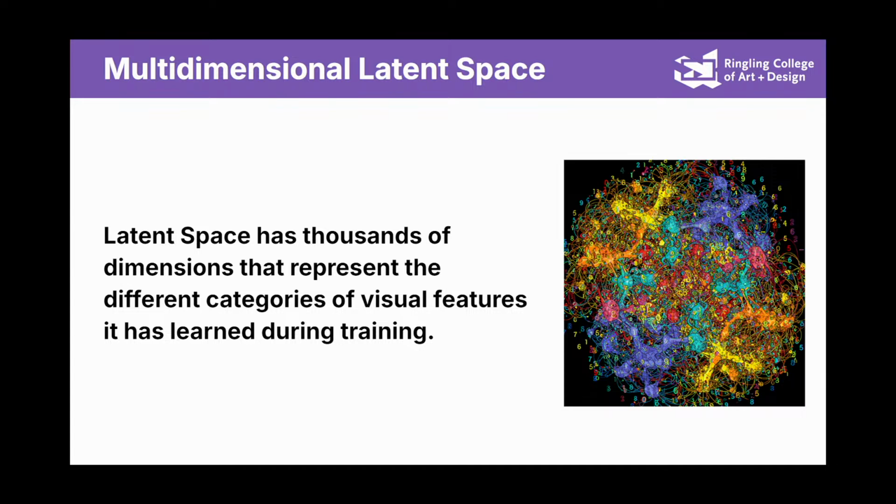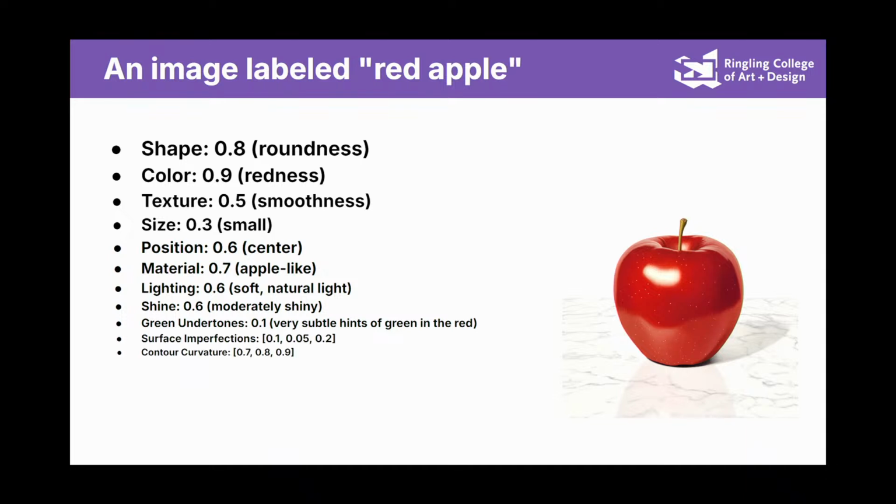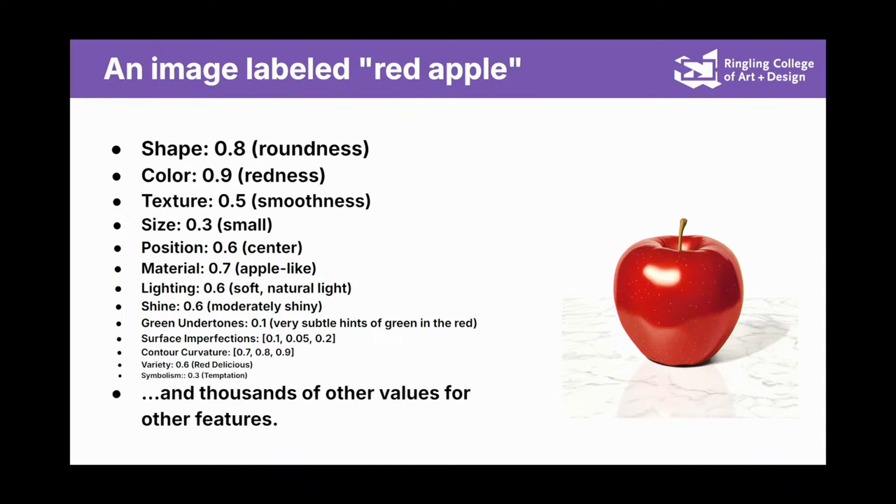But what's important is that when you put an image into that space and it's figuring out all these dimensions, it's looking at, say, okay, here's an image of a red apple. And it's saying, all right, on the A axis or the number 1 axis, that's roundness. And the next one, number 2, is color, and then texture, and then size, and then position, and then material, and all these different things: lighting, green undertones, surface imperfections, variety, all those sorts of things.